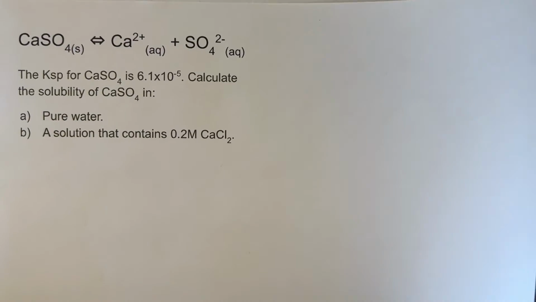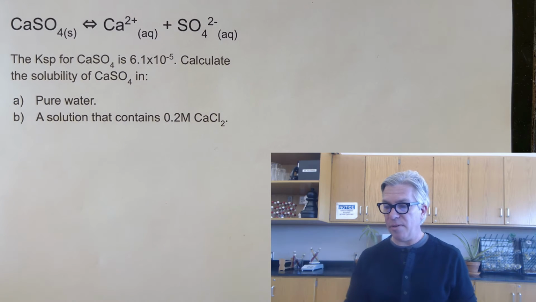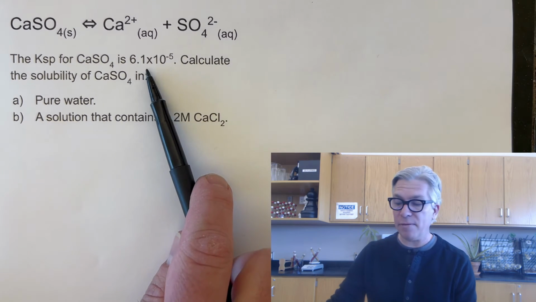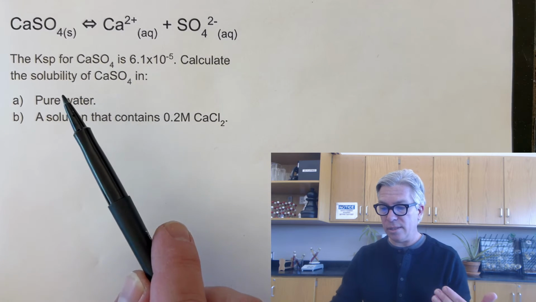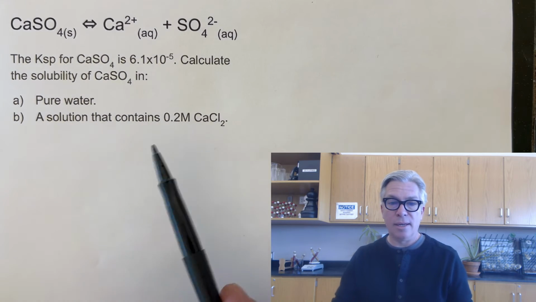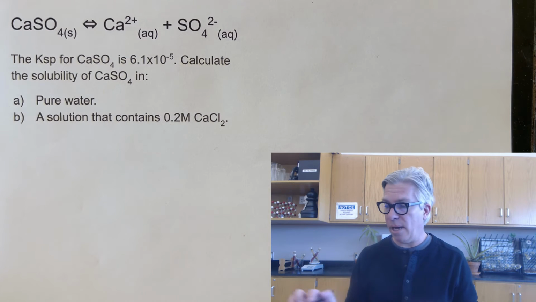So let's do our first pause the video moment, and I'll throw this one out there. Calcium sulfate has a KSP value of 6.1 times 10 to the minus fifth. Calculate the solubility of calcium sulfate in, again, pure water and a solution that contains 0.2 molar calcium chloride. Take a moment, pause the video if you'd like, and come back for the solution.